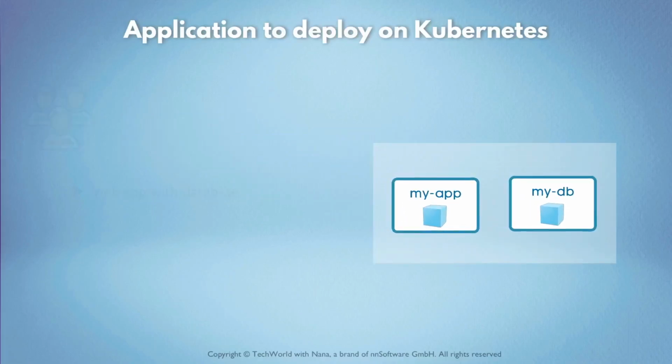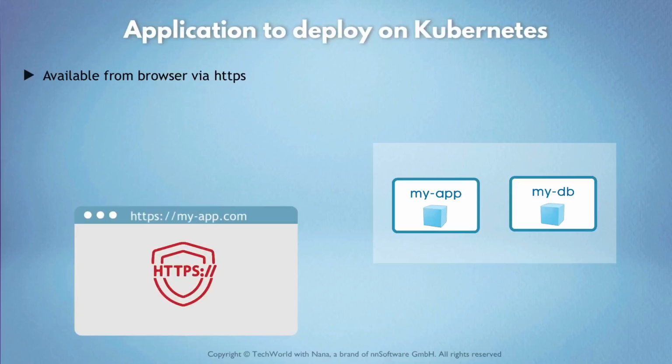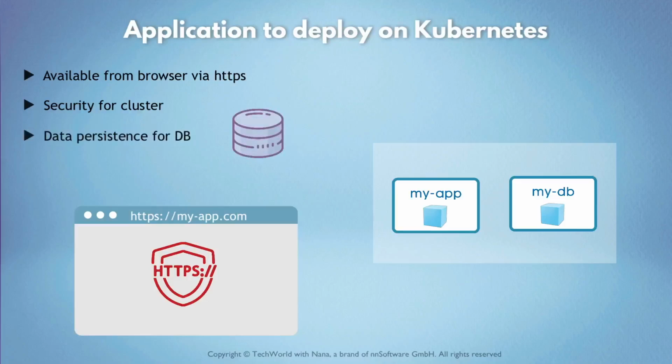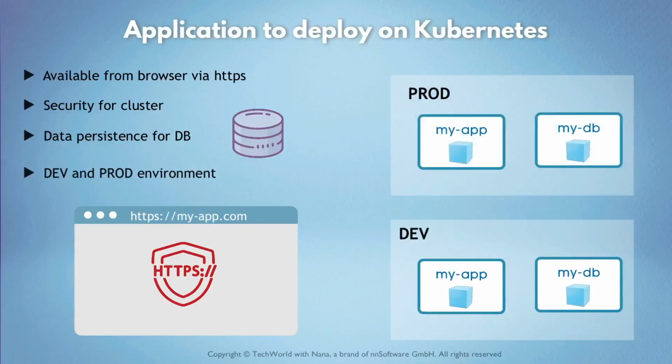deployed in Kubernetes cluster. You want your application to be available from a browser. It's your domain name with secure HTTPS connection. Plus you have some requirements like security for your whole cluster setup, of course, and the data persistence for your database. And because you want to do it properly, you want to have development and production Kubernetes environments that are the same, so you can properly test new features before releasing them.